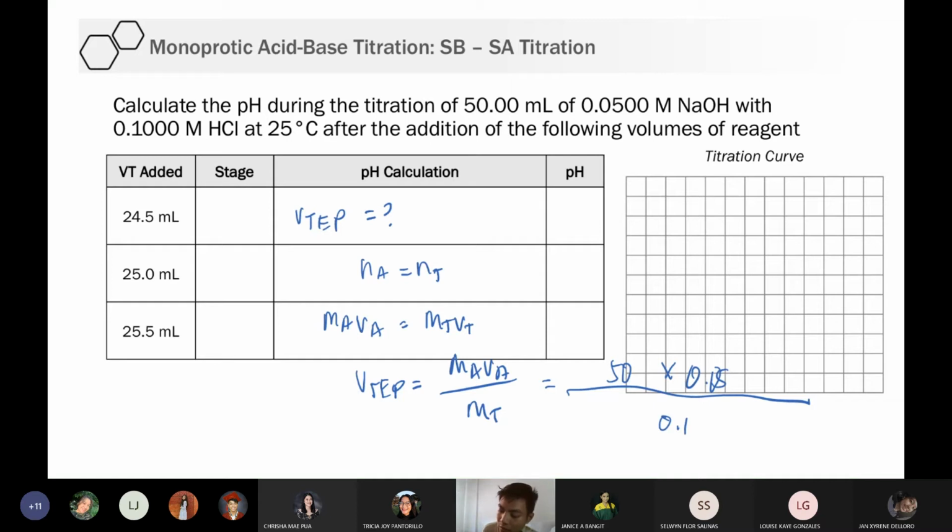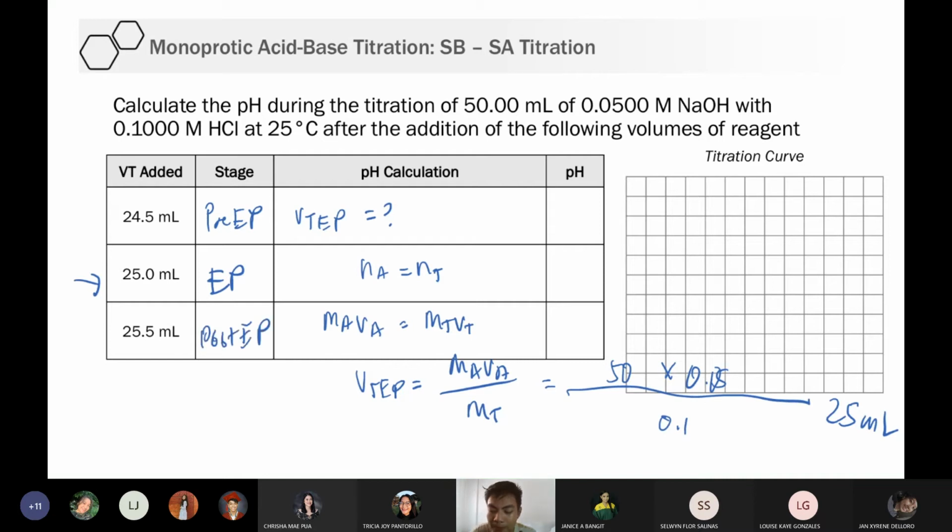50.05 divided by 0.1. Okay, so that's 25 ml. So si VTEP natin ay 25 ml. So this is our equivalence point. So since we know the equivalence point already, we can now assign different stages to other volumes. 24.5 is the pre-equivalence point. 25.5 is the post-equivalence point.